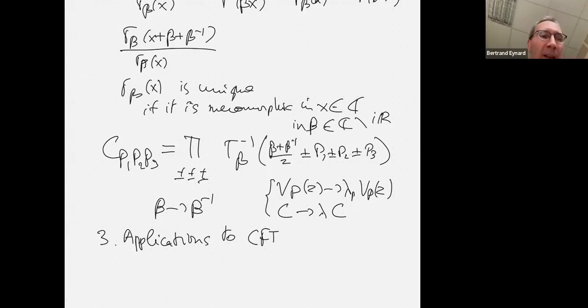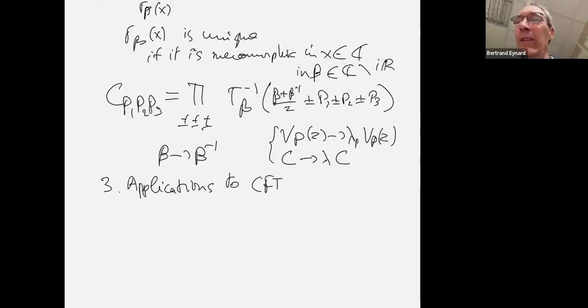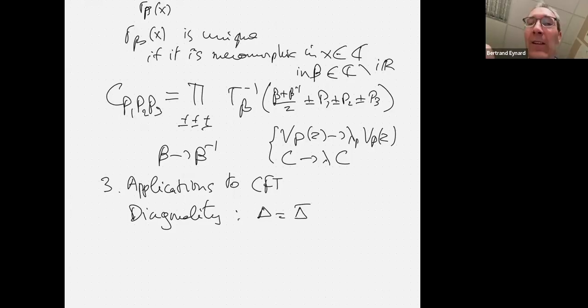So let's apply this to some CFTs. Which types of CFTs could we potentially solve? Well, we made the assumption of diagonality. So we want all the primaries to have the same left and right dimensions. So of course, we won't solve the CFTs that are not diagonal. So let's start with minimal models. Well, some minimal models are diagonal and some not. So let's review that quickly.